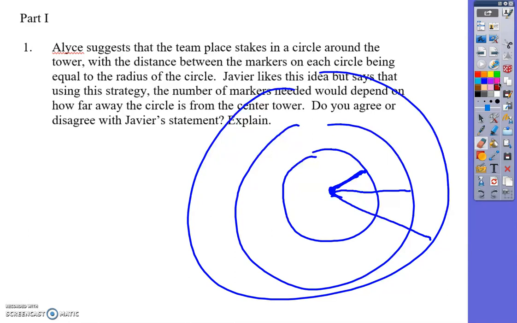So 2 pi times r, or in other words, we're going to have the exact same amount of marks, because r is going to change when the circles get bigger or smaller, and we'll have the same amount of marks, which will always be 2 pi.